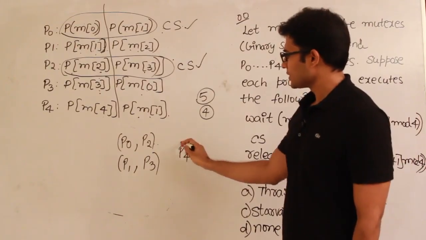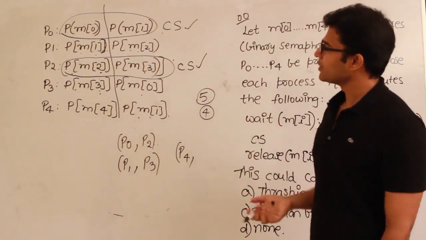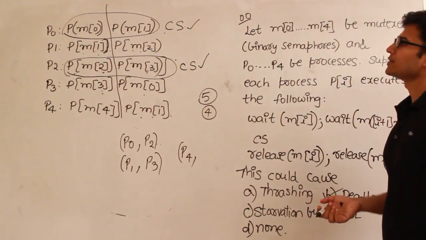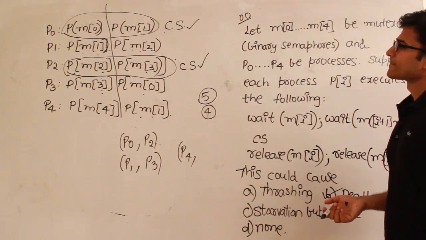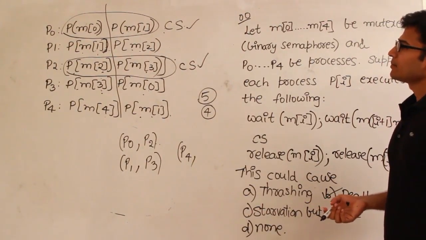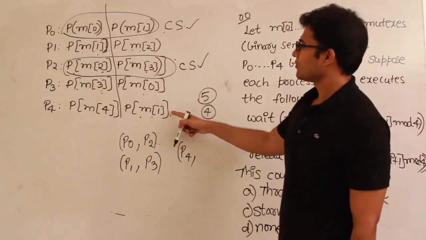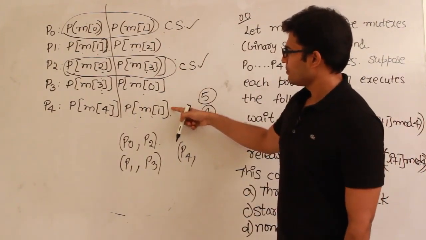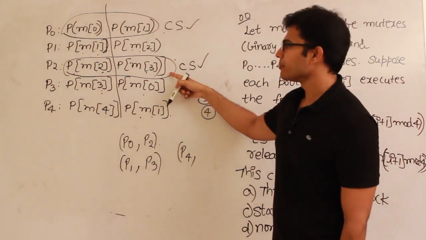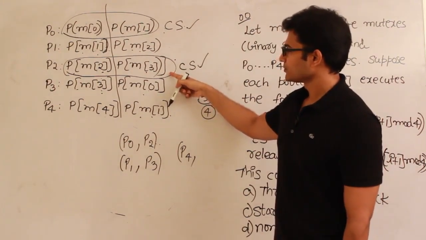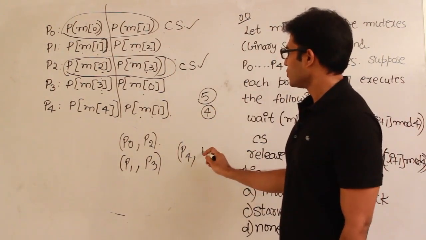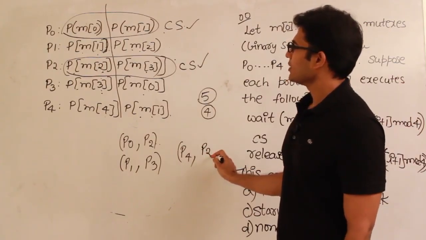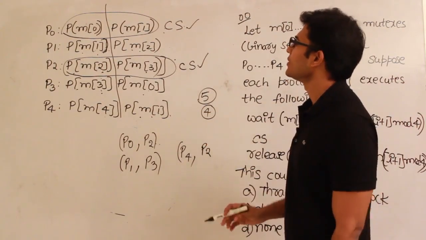If P4 is in the critical section, let's see what other processes are allowed. Then P0 cannot be there because there is a conflict. P1 cannot be there because there is a conflict. But then P2 can be there, right? So P2 can be there, or even P3 can be there.